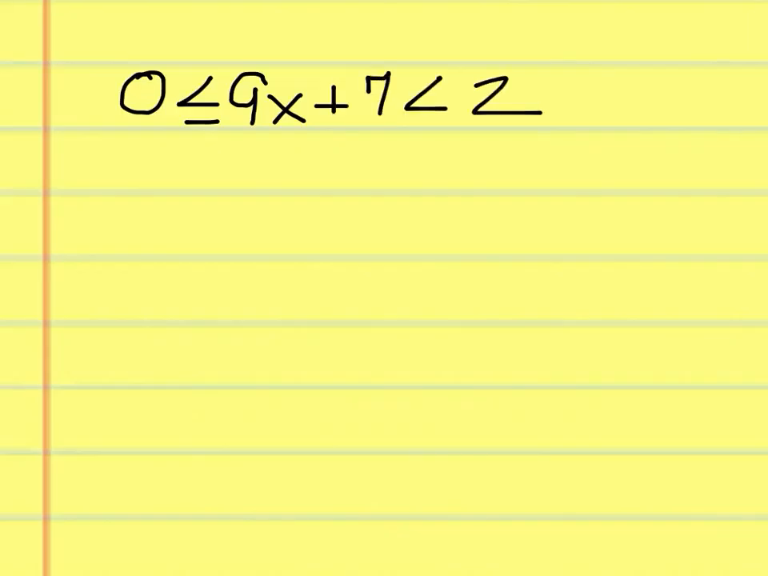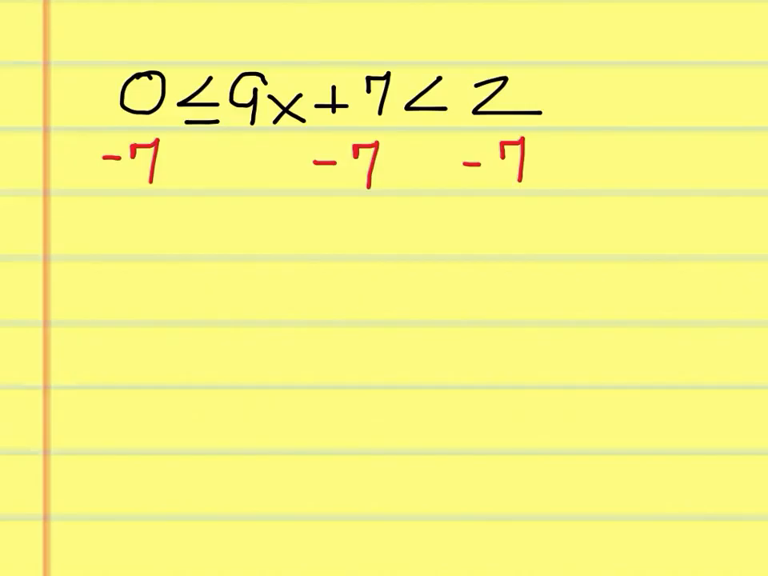The next compound inequality is 0 less than or equal to 9x plus 7 less than 2. Another way that you can set this up is by keeping it all together and isolating the x in the middle. In order to get that 9x by itself, I would have to subtract 7 from that middle expression. But if I do that in the middle, I do it here and here as well.